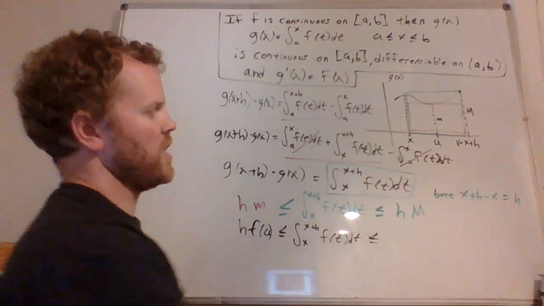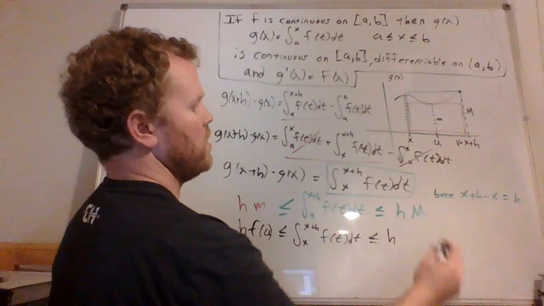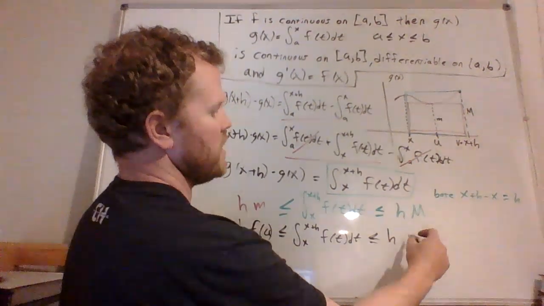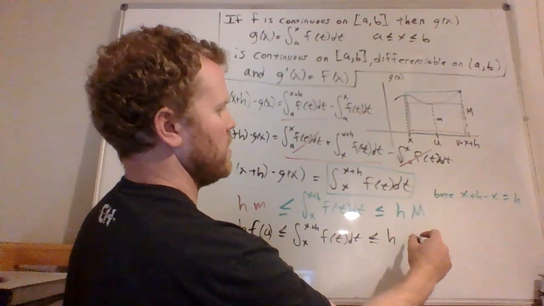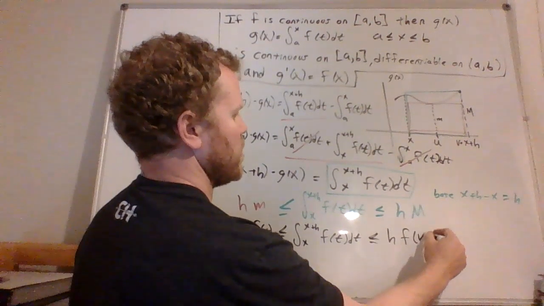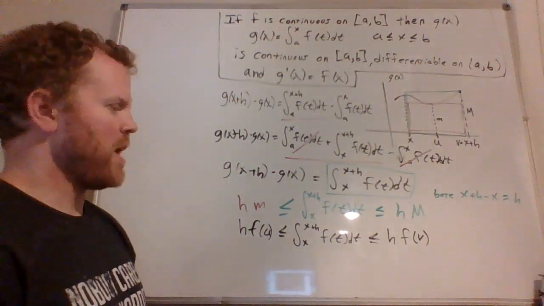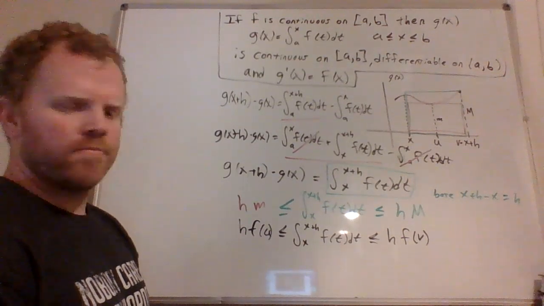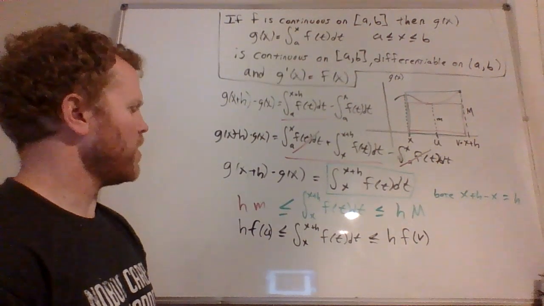And I want to call this thing still h. And I want to call this f of v. I just want to call v whatever happens to make the max. Seems okay so far? Hopefully.